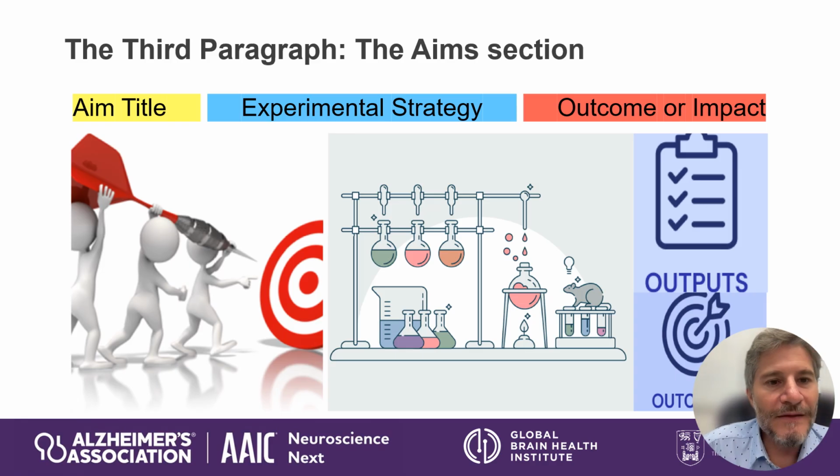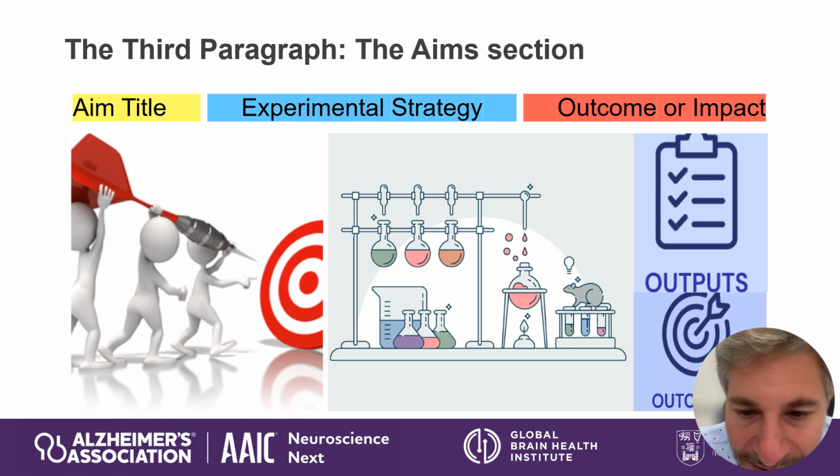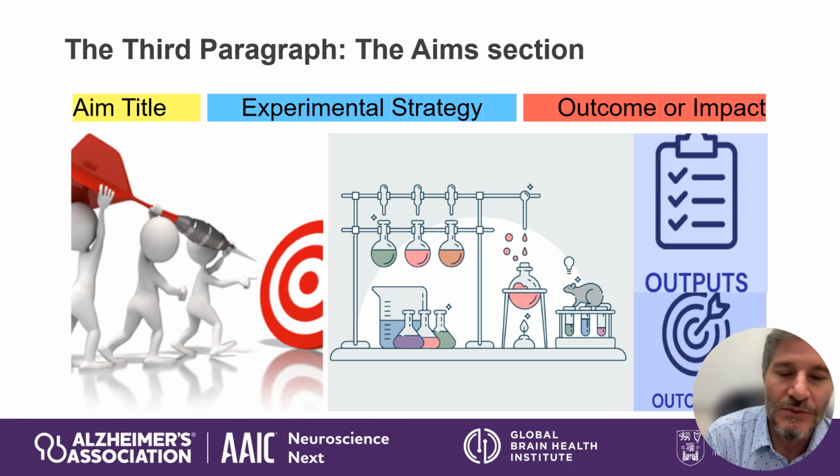So in the experimental strategy, you tell what exactly you are going to do. This includes how you're going to design your study, what the structure of what you are going to do is, how you're going to measure, and how you are going to analyze. So that should be there. And the outcome or impact can be presented as the predictions or the specific hypotheses that you have, or the specific results that you are going to obtain. This is very simple, and be sure to always follow this structure for each aim page.